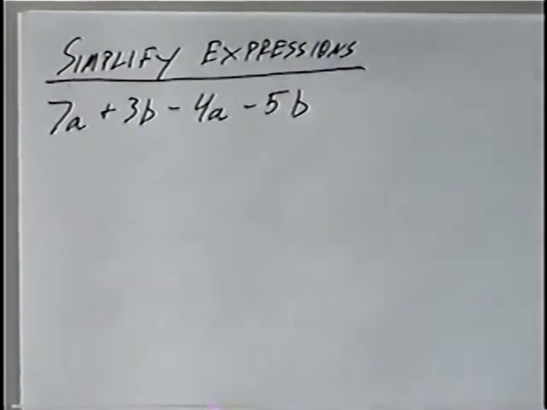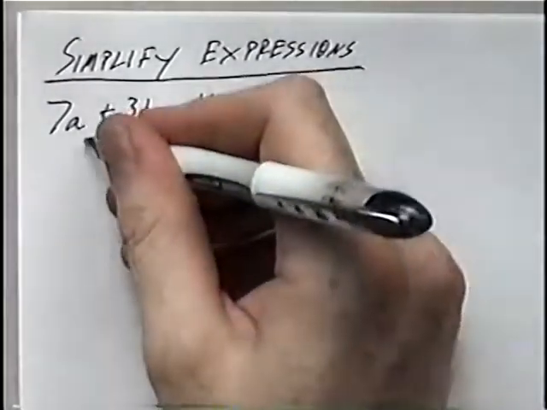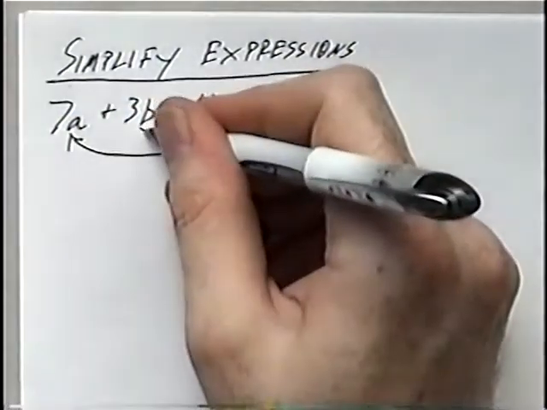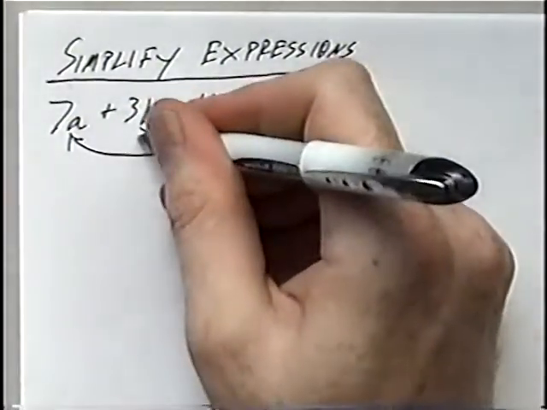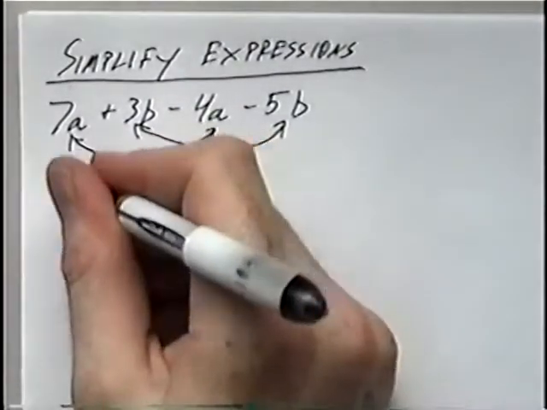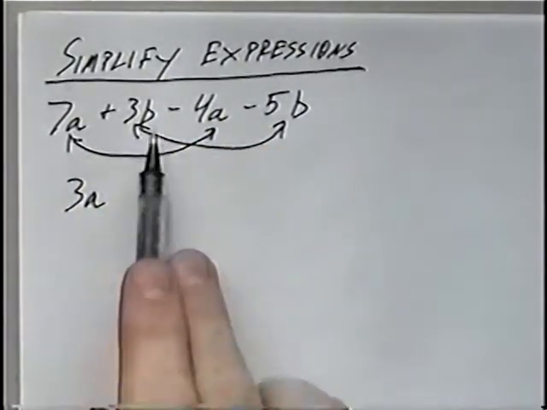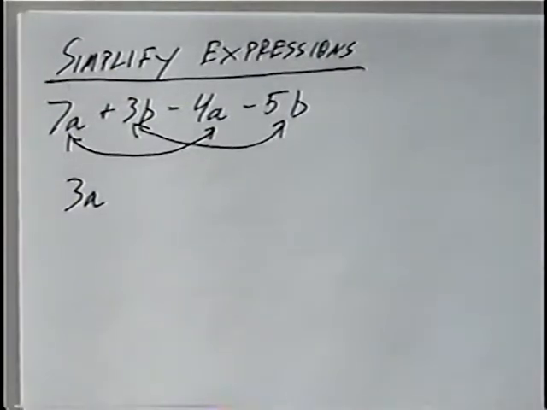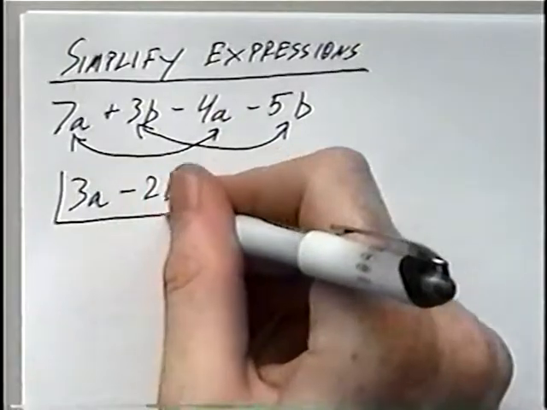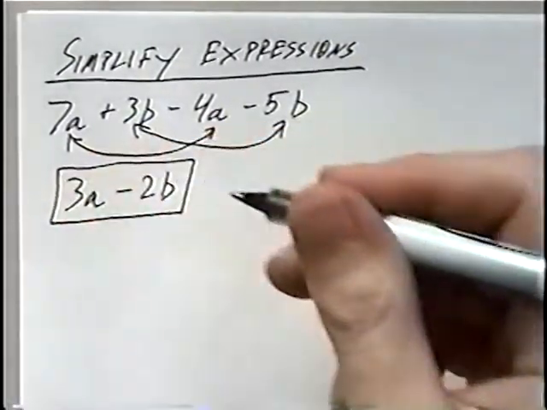Simplifying this expression, we can combine like terms. Like terms would be the same variables, so the a's we can put together, and also the b's we can put together. 7a minus 4a would be 3a, and 3b minus 5b would be negative 2b. So our final answer would be 3a minus 2b.